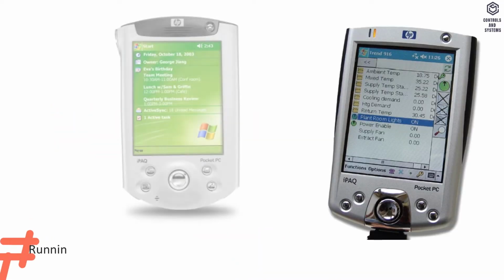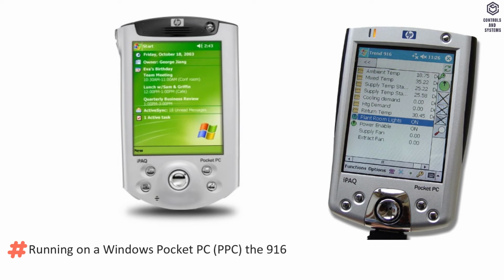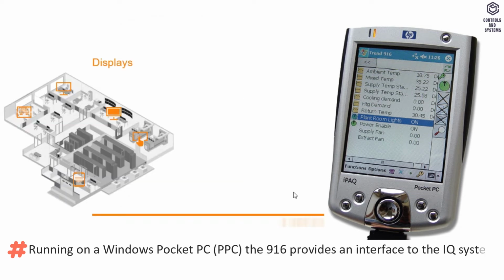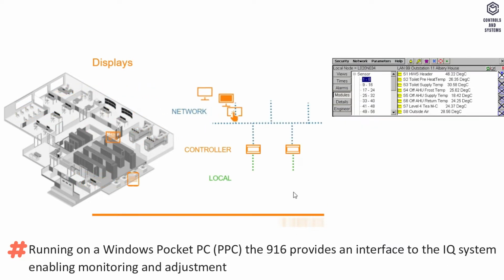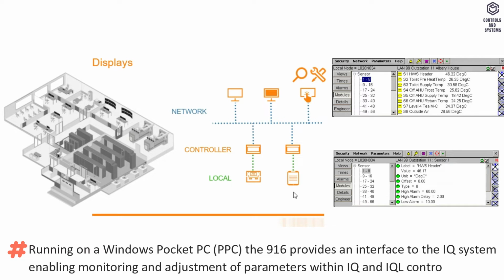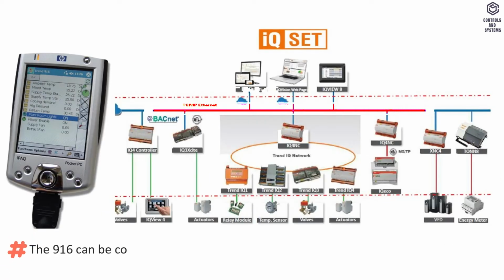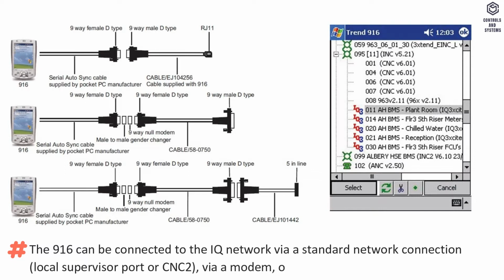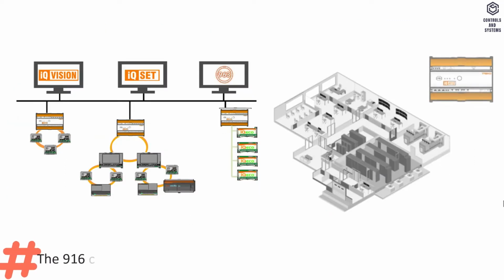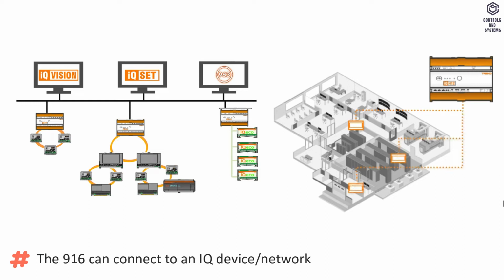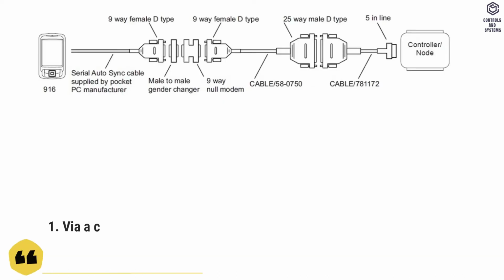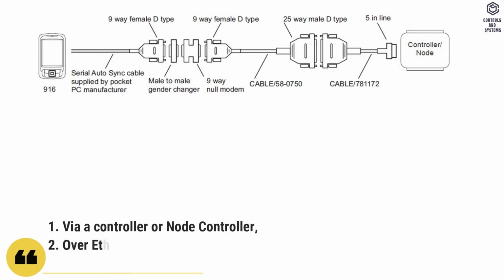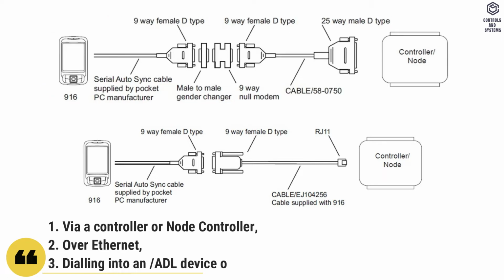Overview. Running on a Windows Pocket PC, PPC, the 916 provides an interface to the IQ system enabling monitoring and adjustment of parameters within IQ and IQL controllers. The 916 can be connected to the IQ network via a standard network connection, local supervisor port or CNC2, via modem, or over Ethernet. The 916 can connect to an IQ device or network in one of three ways: 1. Via a controller or node controller, 2. Over Ethernet, 3. Dialing into an ADL device.